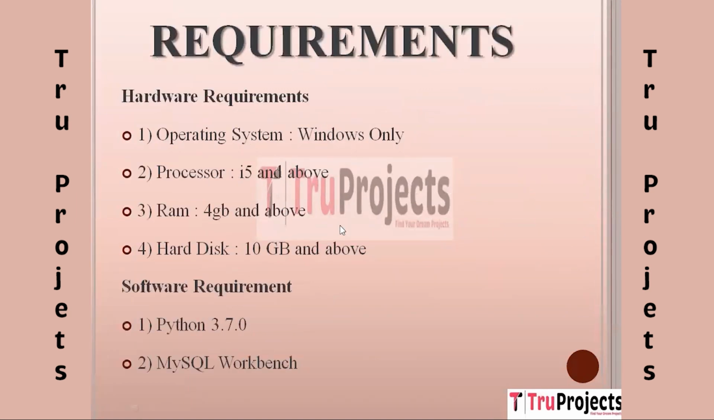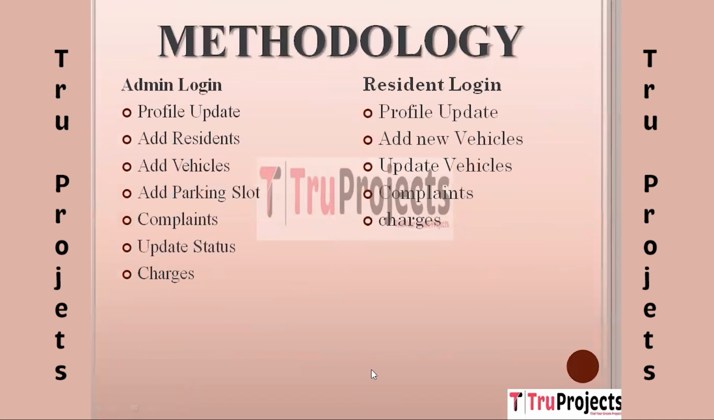Requirements. These are the requirements needed to execute this project. Hardware requirements: Operating system of Windows, processor of i5 and above, RAM of 4GB and above, hard disk of 10GB and above. Software requirements needed are Python 3.7.0 and MySQL Workbench. To execute this project, we have designed two roles, admin and resident. These are all admin modules and these are resident modules.